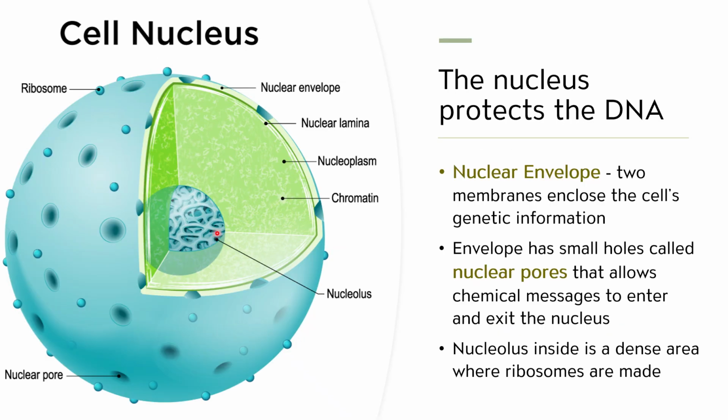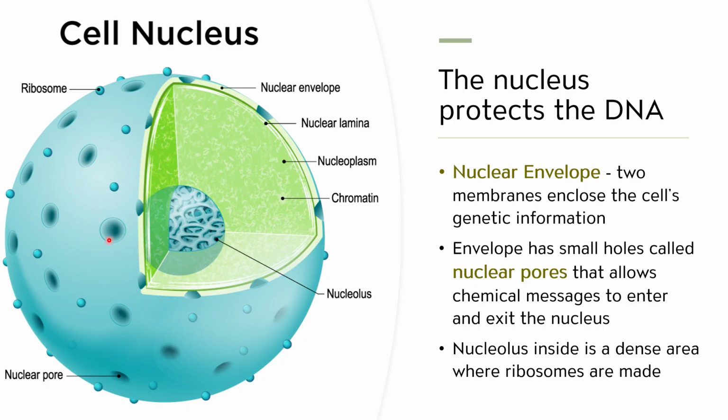We're going to start with the nucleus because this is the definition of why this is a eukaryote and not a prokaryote. So the nucleus is the structure that protects the DNA. That's its job. It houses the DNA. So it's surrounded by what we call a nuclear envelope.